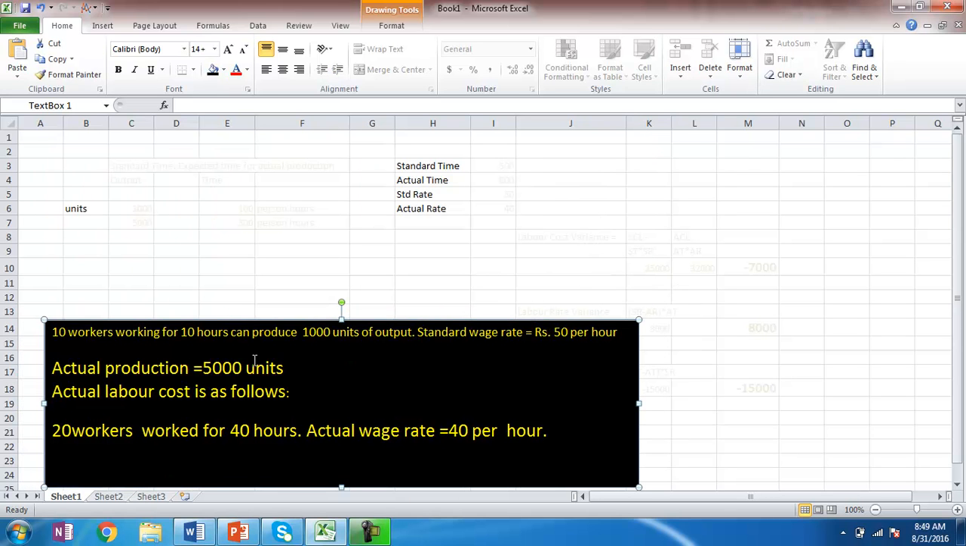Whenever information is given about the variances, we have to first find out what is the actual time. The actual time is equal to 800 hours, 20 workers working for 40 hours. So 800 person hours has been the actual time. The actual rate, these people have been paid at the rate of 40 per hour. The standard rate was supposed to be 50 per hour. So this is also given. So actual time is given, actual rate is given, and the standard rate is given. What is not given is the standard time. So what is the standard time?